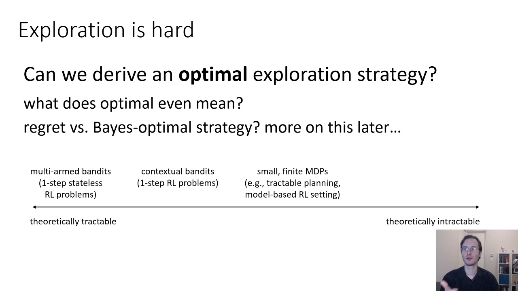Next step up are small finite MDPs. So these are MDPs that can be solved exactly, maybe using value iteration. These are not nearly as theoretically tractable as bandits, but there are some things we could say about exploration in small finite MDPs. And then, of course, the next step up, the setting we're really concerned with in deep RL, are large infinite MDPs, perhaps with continuous state spaces or very large state spaces like images. And generally for these problems, there isn't much that we can say theoretically.